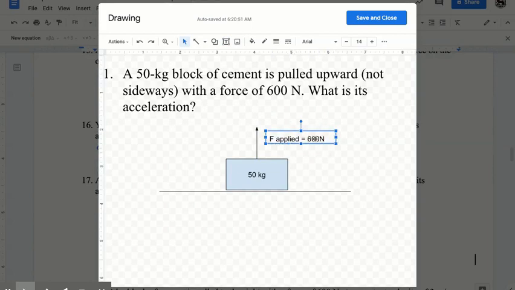Now, can I compare 600 newtons to 50 kilograms? No, I can't, because they're totally different things. I can't say one is more than the other. It's like comparing apples and oranges. I need to be able to compare 600 newtons to another amount of newtons.